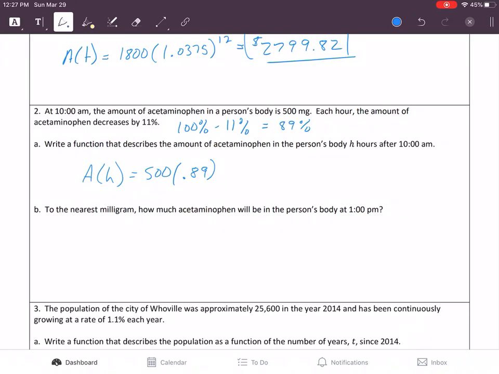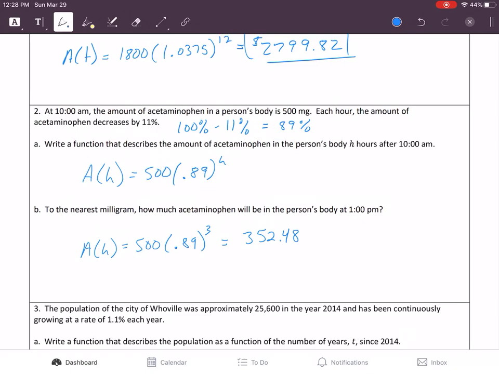And then we're going to do it to the h power. So now we can plug that back into our equation here. So we have A of h is equal to 500 times 0.89 to the, let's see, so from 10 to 1 is going to be 3 hours. So again, we can plug that into our calculator. So 500 times 0.89 to the 3 hours is, you're going to have 352.48.